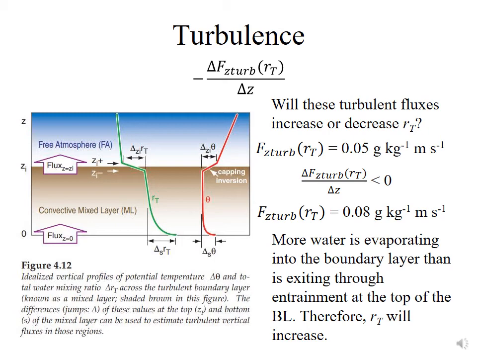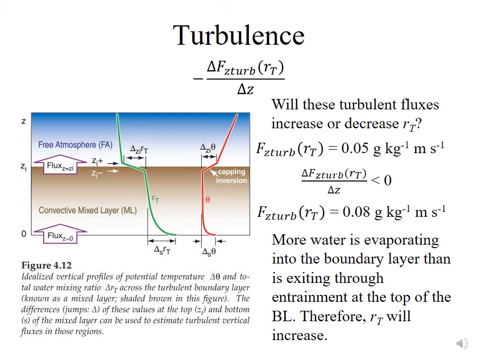And then at the top of the mixed layer, or top of the boundary layer, we typically have a capping inversion where the potential temperature increases sharply with height, followed by a gradual increase in potential temperature. That's very common.